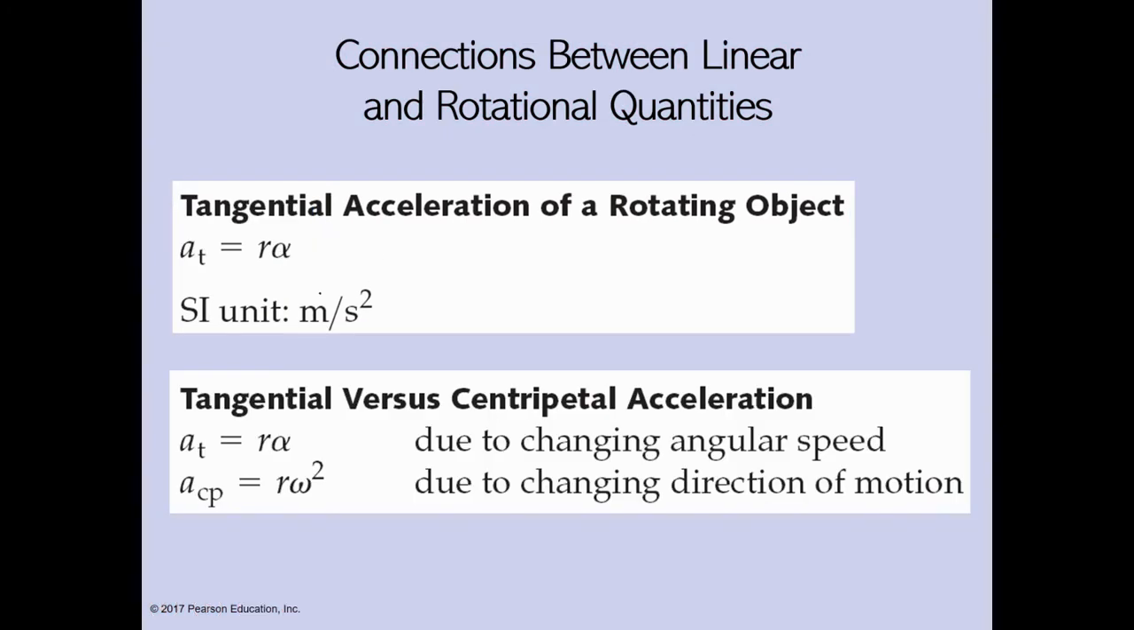And the tangential acceleration, which is the acceleration caused by a change in speed, can be found by multiplying the radius by the angular acceleration. So r times alpha. The difference between tangential and centripetal acceleration is actually quite simple. A changing angular speed is going to cause our tangential acceleration, but it is a changing direction of motion which will cause centripetal acceleration.